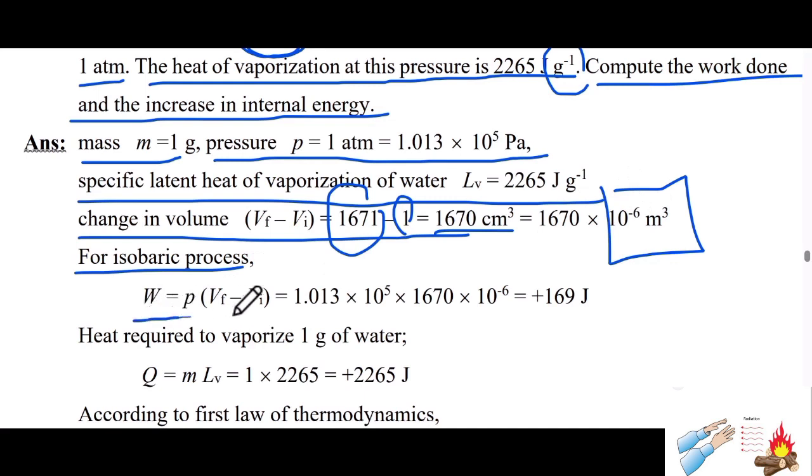here the work done by the system, W, is equal to P times (VF minus VI). This is P and this is delta V, in cubic meters.